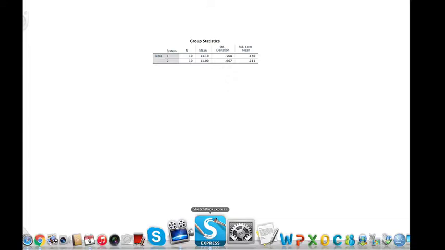I've started with some data. I've collected ten values for each of two different systems, and you can see here in this table the mean of those values. For system 1 the mean is 13.10 and system 2 the mean is 11.0, so there's a difference in the mean. And this column gives us the standard deviation. For system 1 it's 0.57, system 2 0.67, so there's a difference in the standard deviations as well.